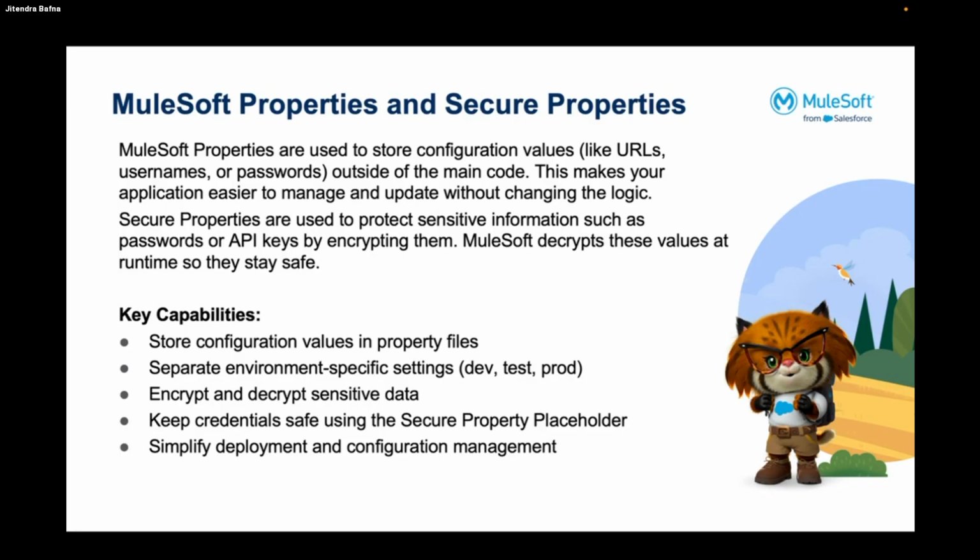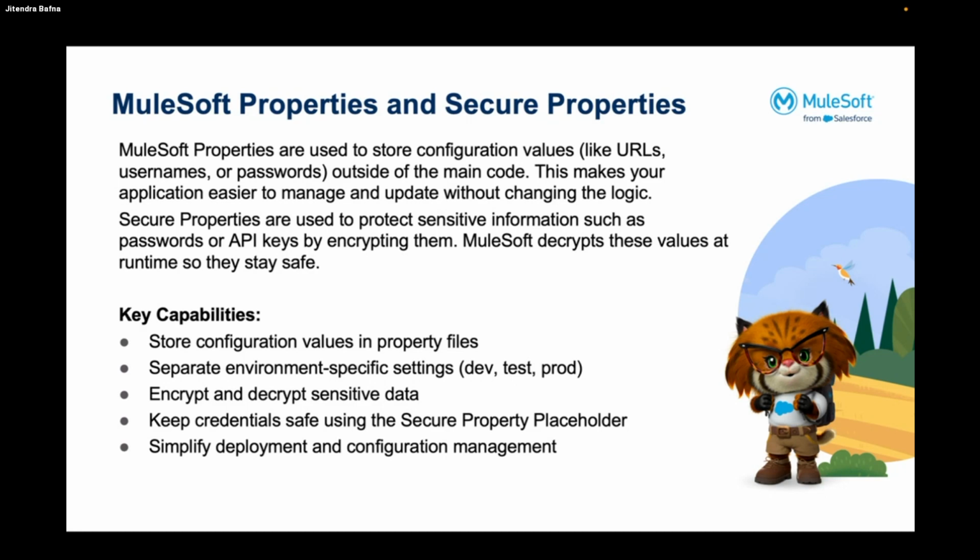We have two types of files. One is the MuleSoft properties file where you can just store URLs or any username or anything. In case you have a password, security token, or client ID and client secret, you can encrypt those and store them in the secure properties file.